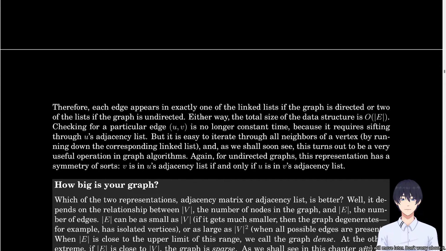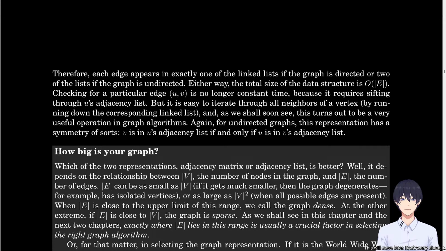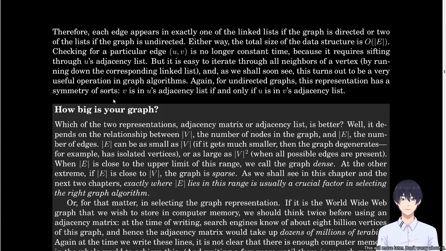Okay. Total size of the data structure is the number of edges. Checking for a particular edge is no longer constant time because it requires sifting through U's adjacency list. But it's easy to iterate through all neighbors of a vertex. Okay.